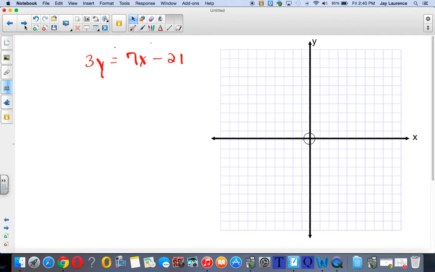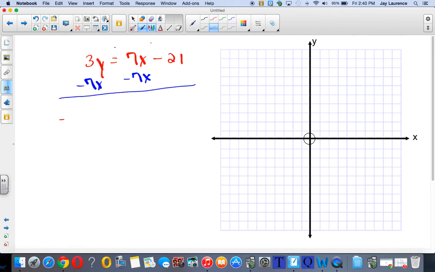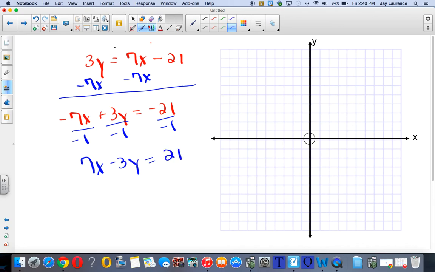So, one more sample. Uh-oh, we're not in standard form. So, I think I'm going to subtract 7x from both sides because I want the x and y to be on the same side. When I do that, I get -7x plus 3y equals -21. But it's not in standard form because A is not positive. Remember that? So I'm going to divide by -1 on all three terms. And I'll get 7x minus 3y equals 21. And now I'm in standard form.